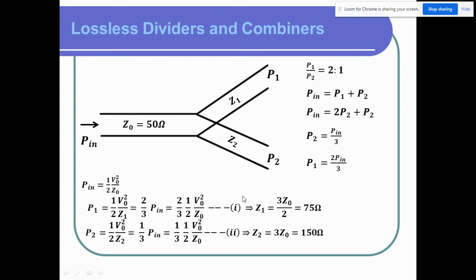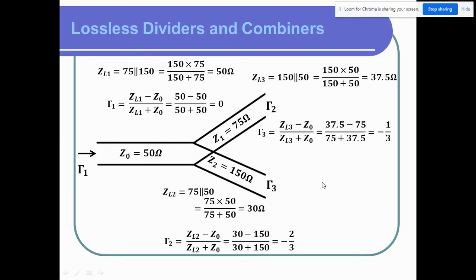So we have 75 ohm here and we have 150 ohm here. We're going to use these values to analyze more and find out what the reflection coefficient is here, here and here. As we have already calculated this 75 and 150 ohm, we can use them.